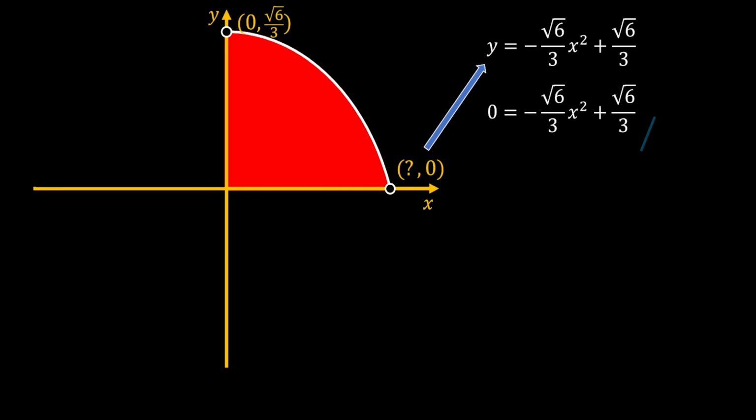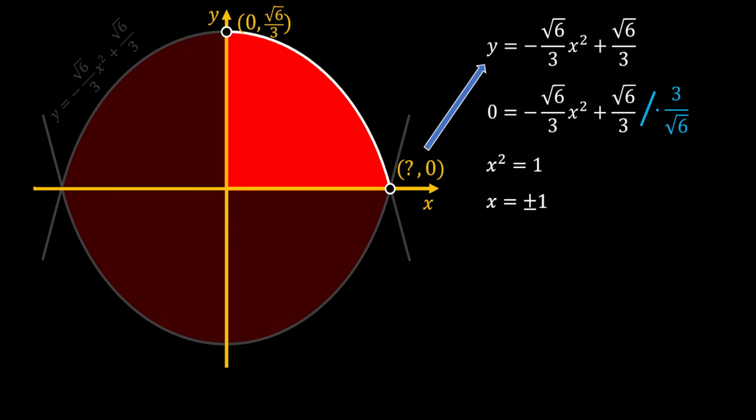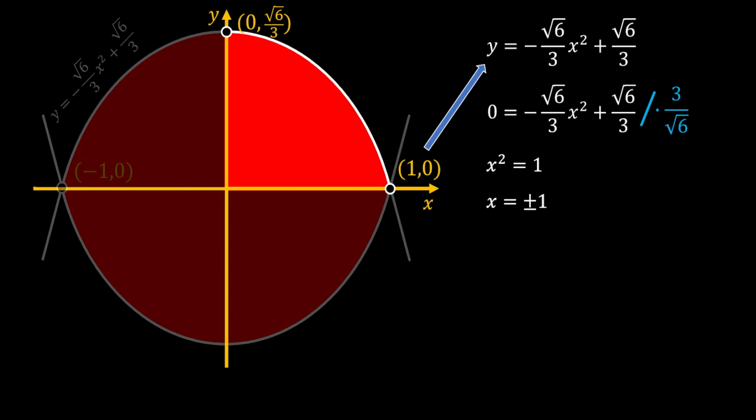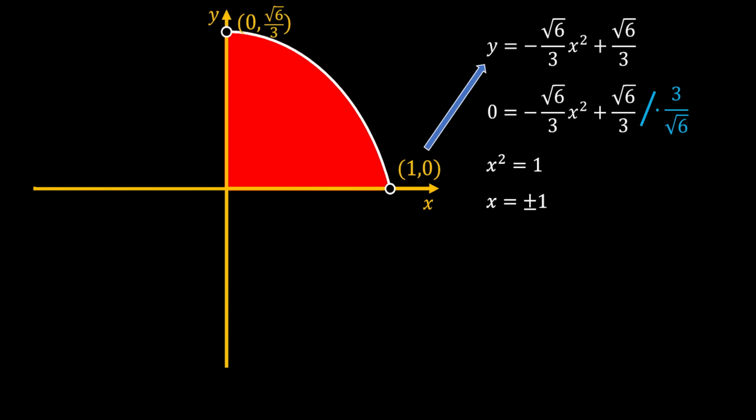We will first simplify our equation by multiplying everything by 3 over square root of 6, and we will get that x squared is equal to 1, which means that x must have the value of plus and minus 1. This is also correct because, if you remember, our parabola is crossing the x-axis in 2 points, first one on the right side, which will obviously have the positive value of plus 1, and the other one is on the left, which will have the value of negative 1. Of course, we're just going to use the one on the right.